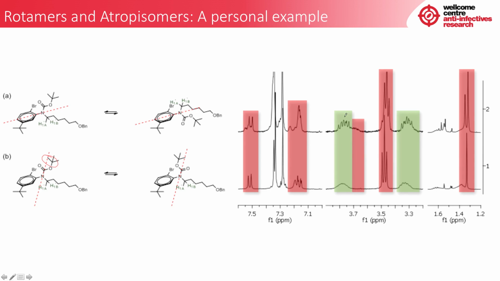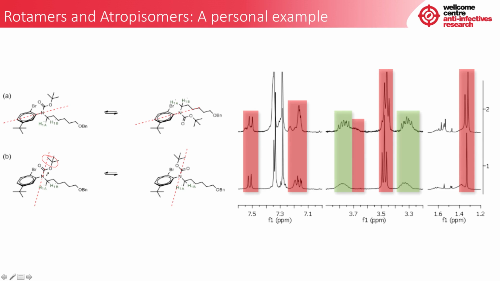This is the room temperature NMR. These are quite nicely defined. They're completely inequivalent to one another. The rotation around this axis is slow. However, these signals are broad, and these signals are the result of the rotamer around the Boc group.